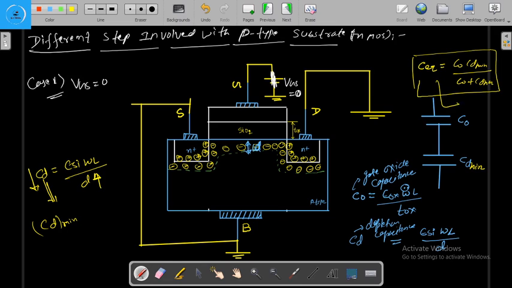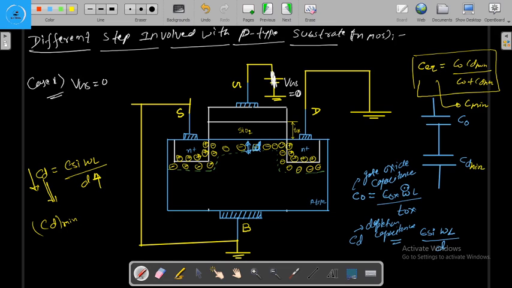And we can say this as a C minimum, because here the C minimum is here, right? Since this is a series connection, the net equivalent capacitance will be less than the minimum capacitance, right? So here we have seen three different things.